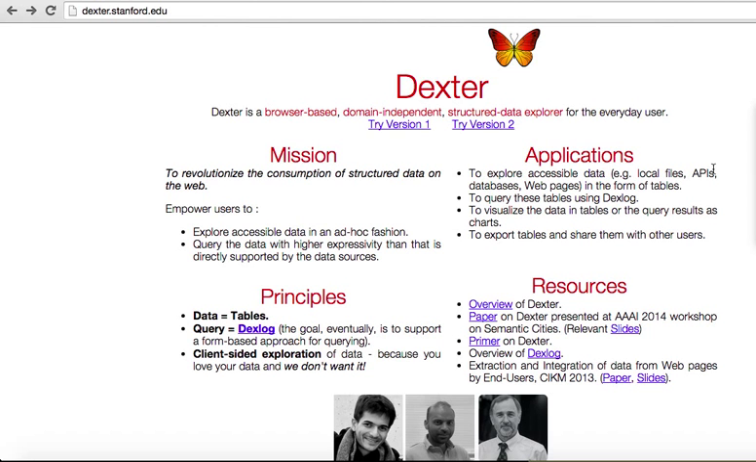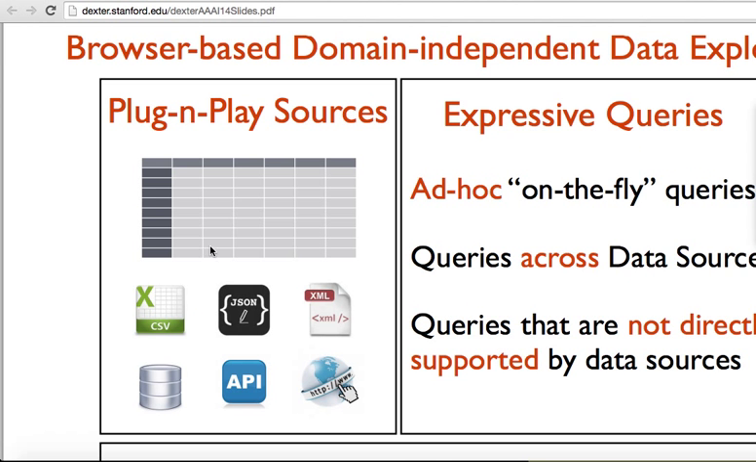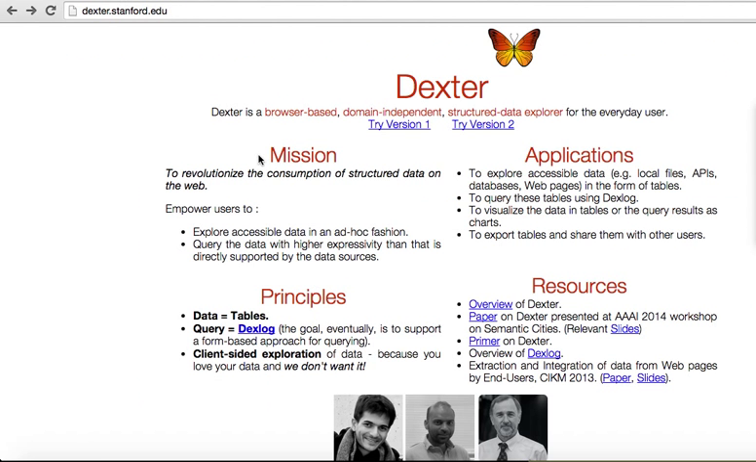Hello everyone. In this video, I'll be giving a demo of Dexter, which is a browser-based, domain-independent structure explorer. Now, the structured data that Dexter can be used to explore could be in the form of CSV files, JSON data, XML files, databases, web APIs, or even HTML pages. Let's go ahead and open up how Dexter looks like. In this video, we'll be covering Dexter's version 1.